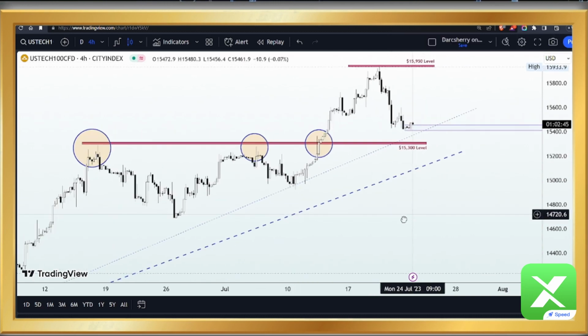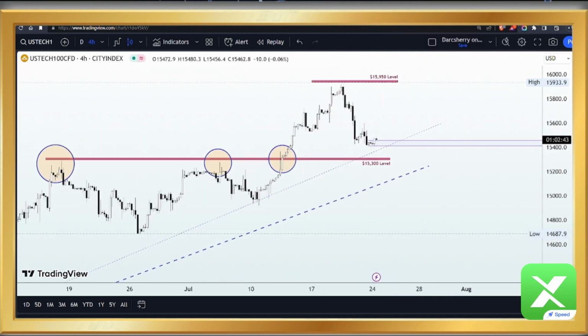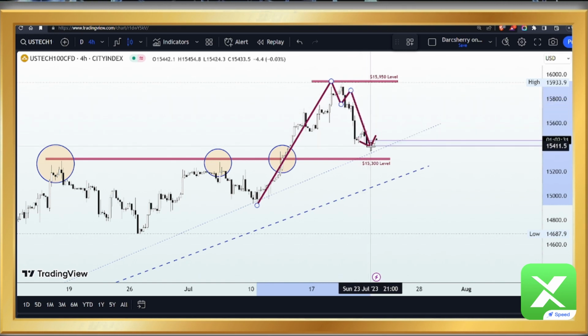Now, the breakout of this structure led price into a new high at the 15,950, after which we have seen selling pressure resume, which I'm of the opinion is probably going to be a retracement of that impulsive move. Now, the question here is how far this retracement phase is going to go.